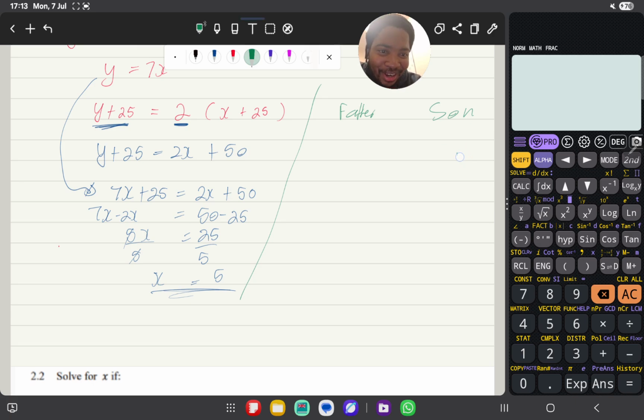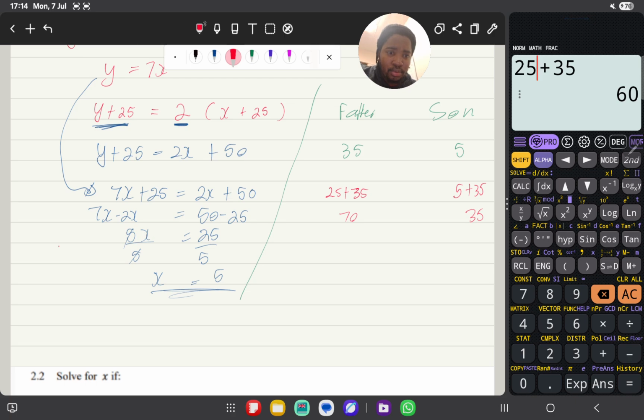Okay, the son right now is 5 years old. The father Sipho is this much old, and that is 35. Right, so in 25 years it's going to be 25 plus 35. I believe this is 70, but we will check. Let's check. 25 plus 35.